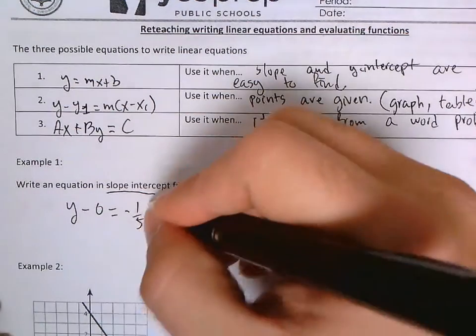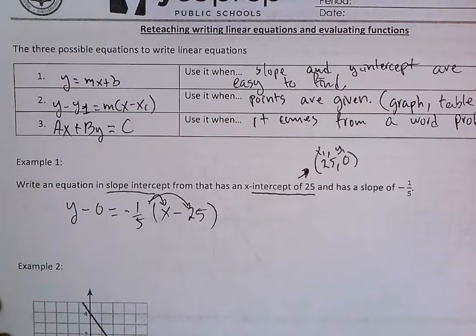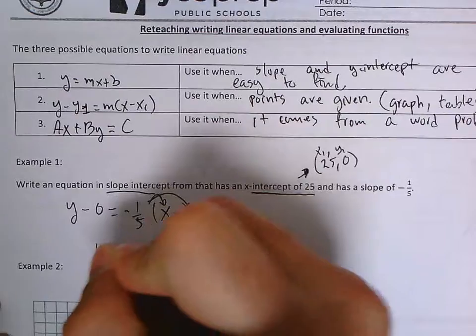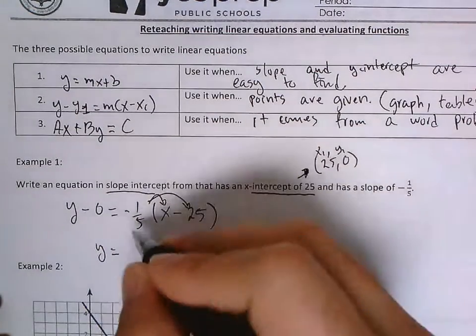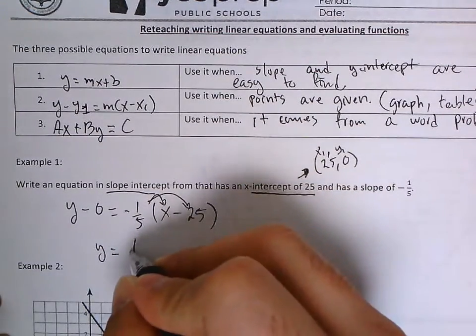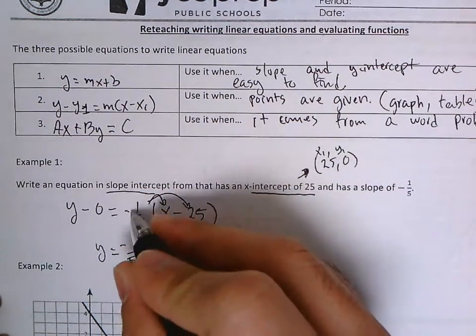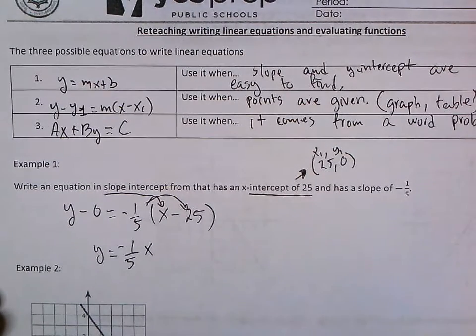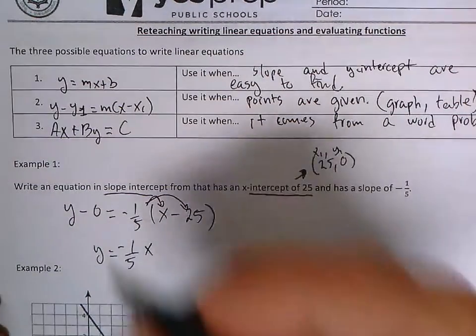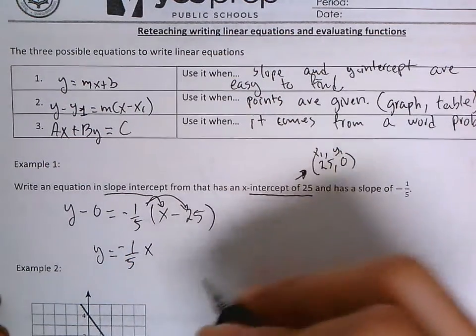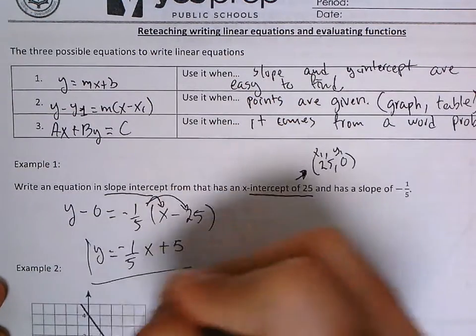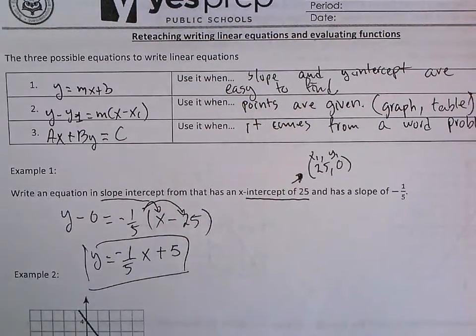If you said that you need to distribute, and that's pretty much all you have to do, because y minus 0 is just y, you are exactly correct. So -1/5 times x is -1/5x. -1/5 times -25. Hopefully by this time you know how to multiply a fraction with a whole number. So -1/5 times -25 will be +5. And that is the first equation. Or that's the first example.